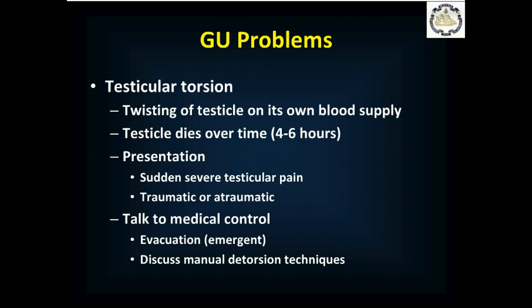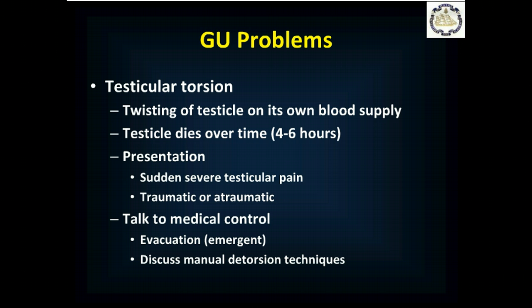And the presentation is sudden severe testicular pain, either after trauma, or sometimes it can happen without trauma. In younger individuals, being very active, exercising can do this. And the pain may go away and come back as the testicle twists and untwists on its own. That's called torsing and detorsing.